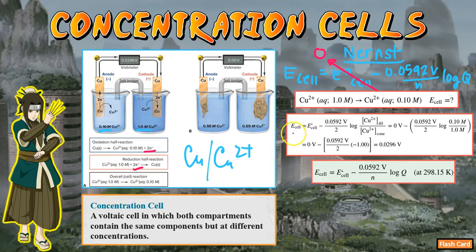So I actually have the Nernst equation written here. We know this is going to be 0, so that's plugged in here as 0. This is 0.0592 divided by 2 now, and this is log of the diluted concentration divided by the concentrated version. So this is going to be 0 minus 0.0592 divided by 2, log of 0.1 divided by 1.0, okay? That means it's equal to 0 minus, of course, this value, minus 1, and overall we get 0.0296 volts. So that means our non-standard cell potential is 0.0296 volts.